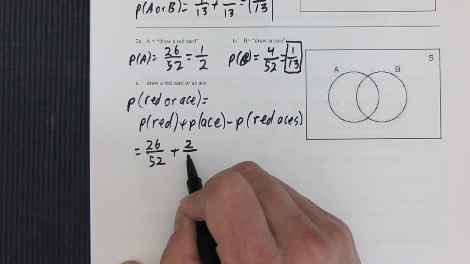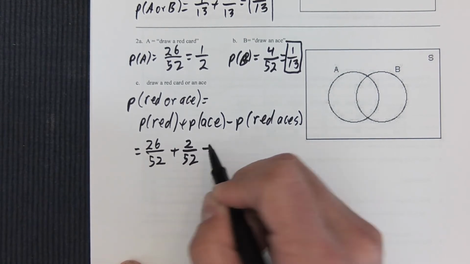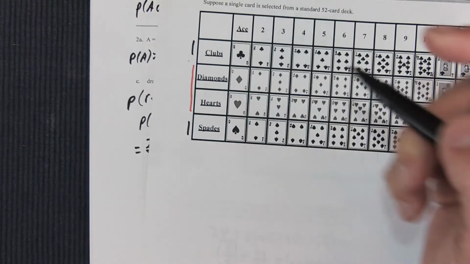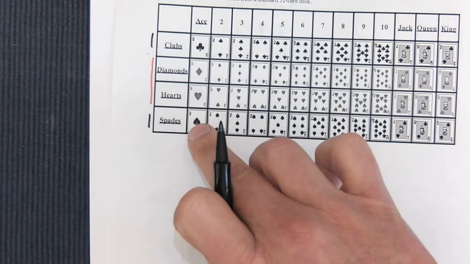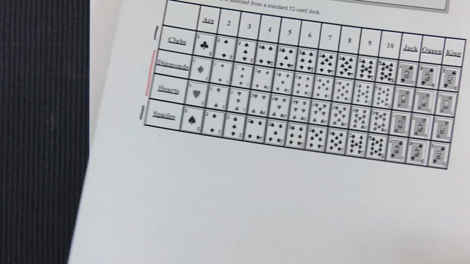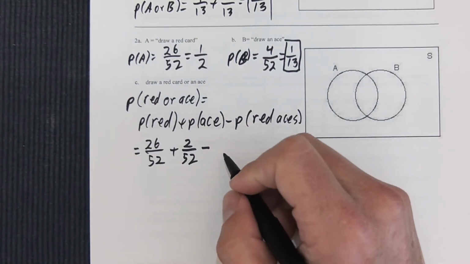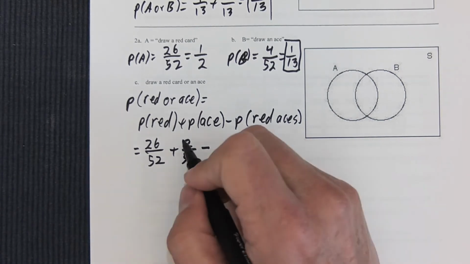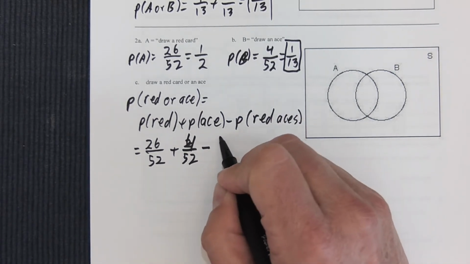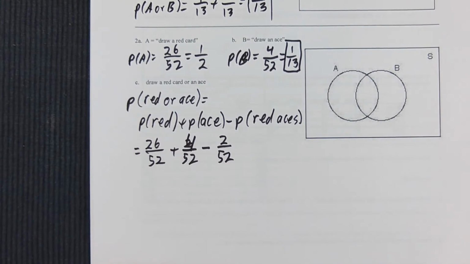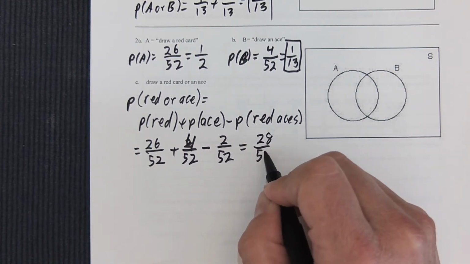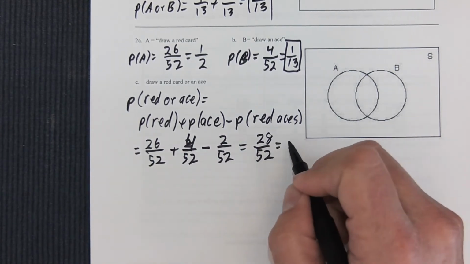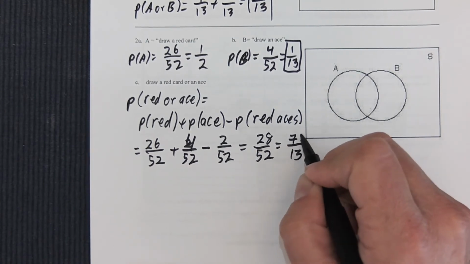Is 4 over 52. But how many red aces are there? Well, we saw there are 2 red aces. There's the ace of diamonds and the ace of hearts. So we counted those twice. And what I mean by that is we counted them with the aces and we counted them with the red cards. Minus 2 out of 52. Which gives us a total of 28 over 52. Which reduces to 7 over 13.